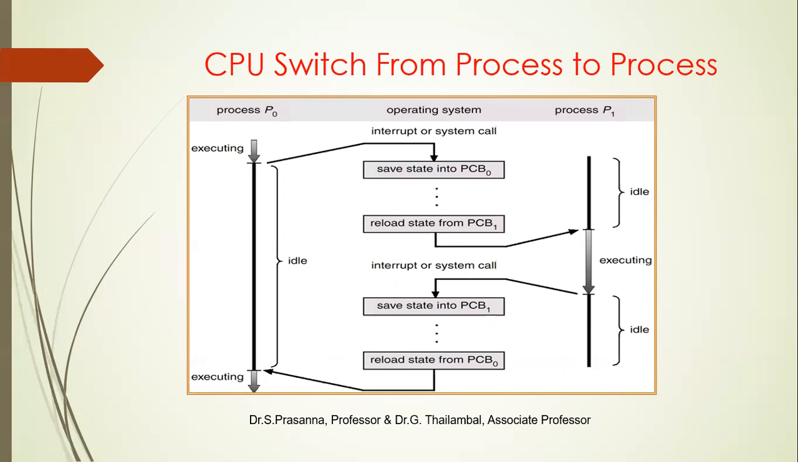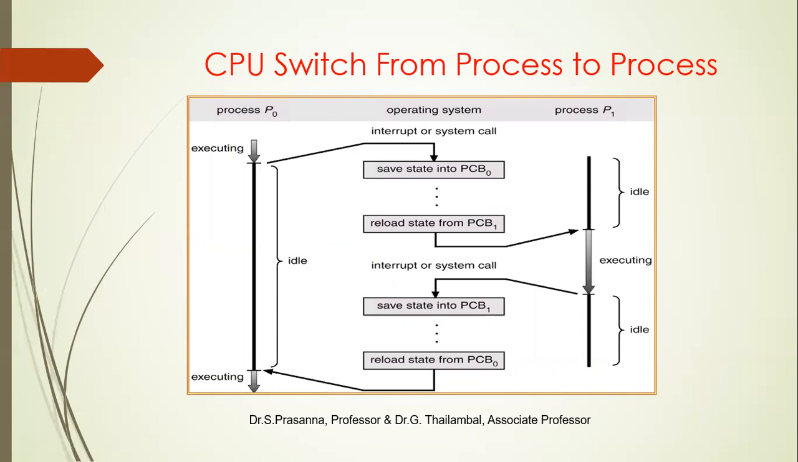Once the state of the process P0 is stored into the PCB, it will go for executing the process P1. At that time, it needs to check the PCB of P1 in order to restore the state of that particular process P1. After reloading the state, it starts executing process P1.